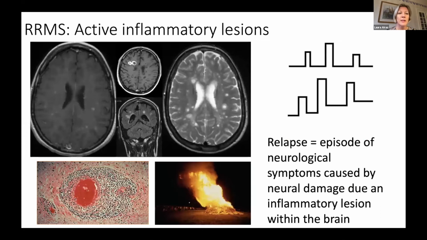So the relapsing remitting MS is associated with abundant trafficking of immune cells from the periphery into the central nervous system. And this results in focal inflammatory lesions, such as shown here in the MRI and around this blood vessel here under the microscope. There's this really thick lymphocyte infiltration. And the acute lesions are enhanced with gadolinium.